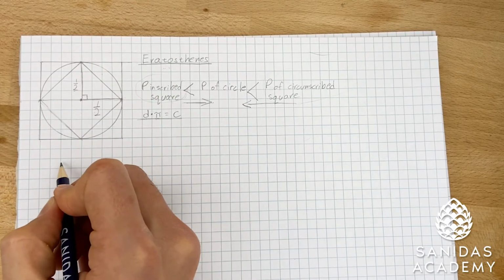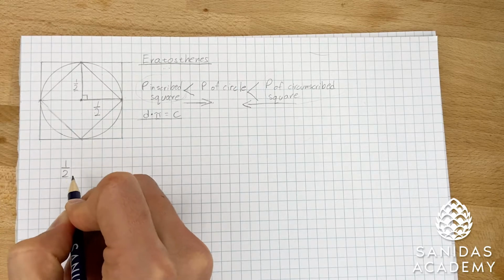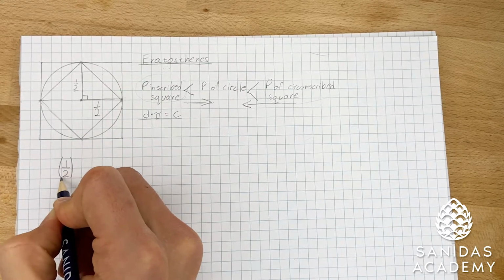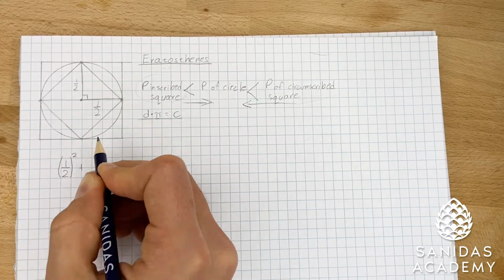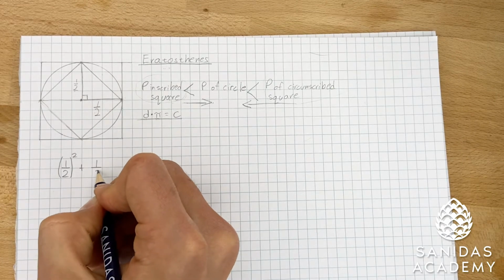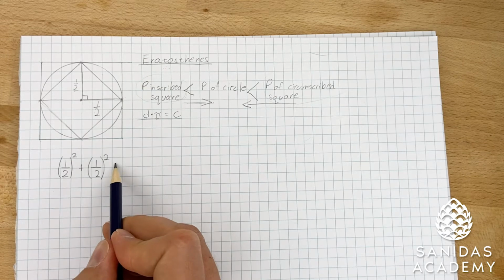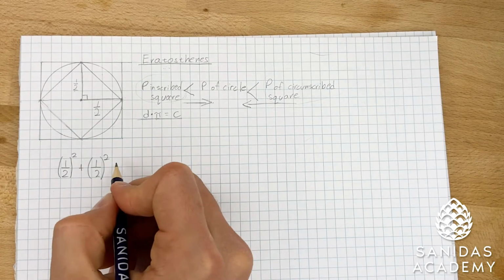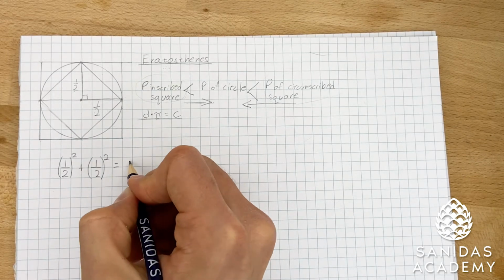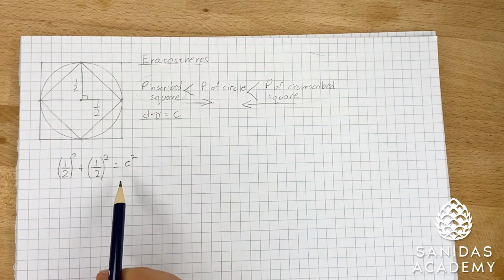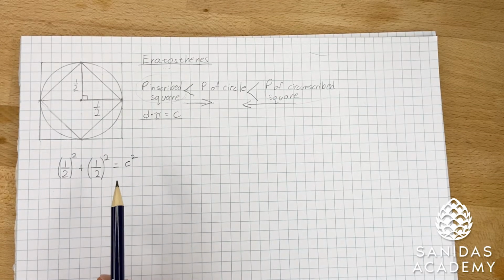So we have 1/2 squared plus 1/2 squared, and we would write equals c squared, right? And so I'll write that just to make sure that you guys see it first. But I am not the biggest fan of equations.